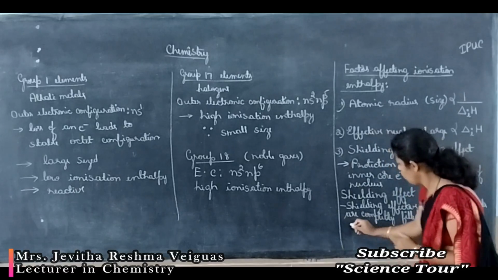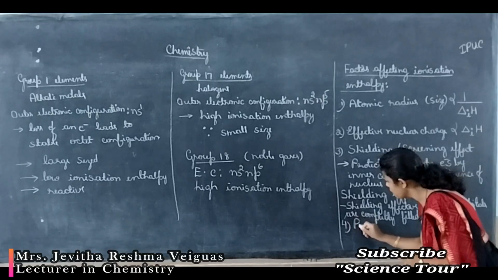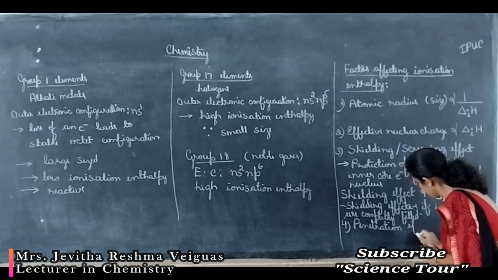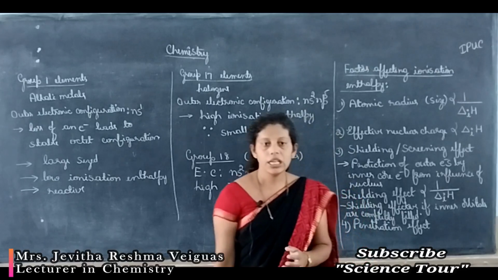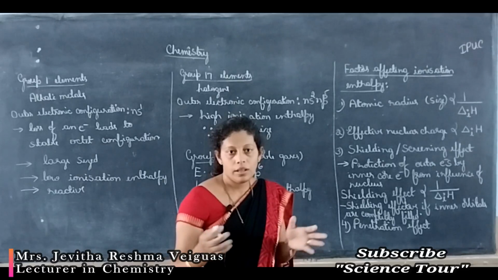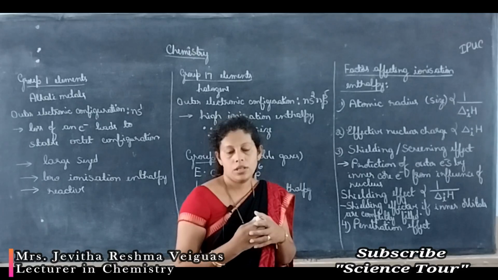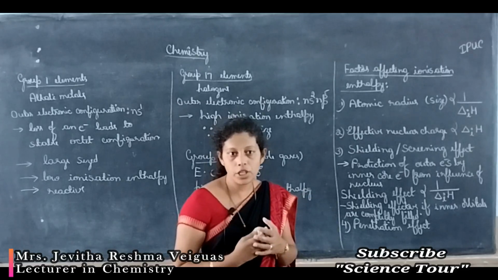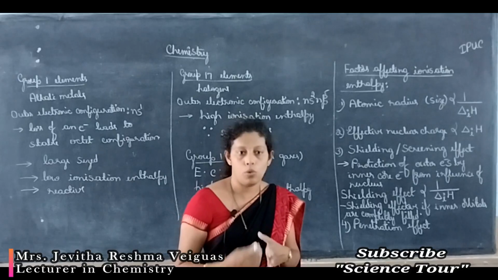And the fourth factor which decides ionization enthalpy is penetration effect. What is this penetration effect? It is closeness to the nucleus. The closeness of electrons to the nucleus, if more, penetration effect is more. So, more penetration effect when closeness of the electrons in different orbitals is more.